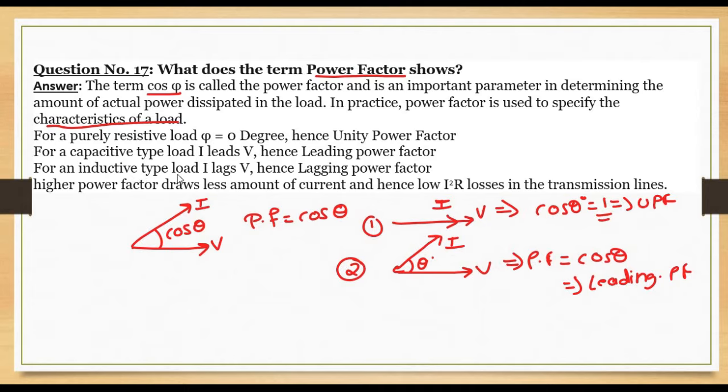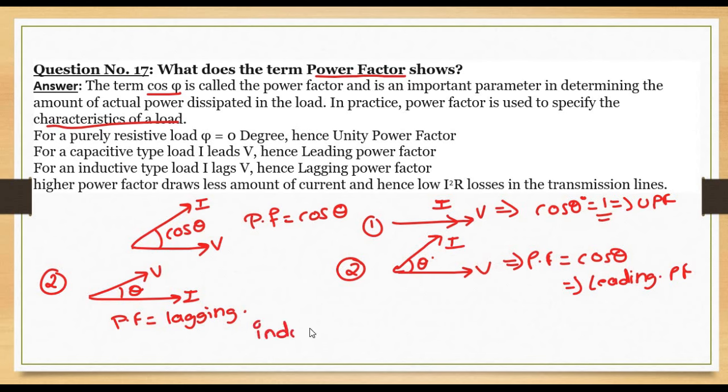And third is, for inductive type of load, current lags voltage, hence it comes to be lagging power factor. So in inductive load, the current lags voltage. So power factor will be lagging. And what are inductive types of load? Inductive loads are generally the induction machines, and normally 90% of the load is inductive.